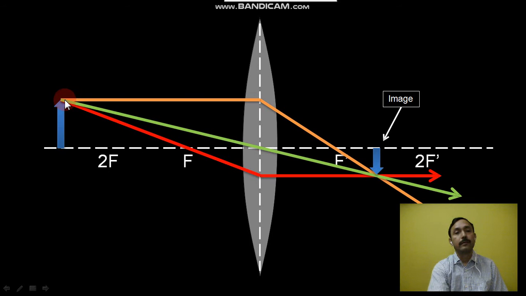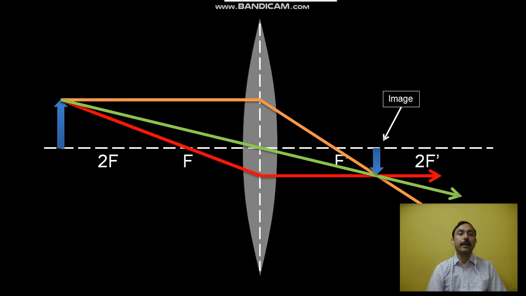The parallel ray will fall on the optic axis, it will be refracted and pass through the first focal point, or primary focal point. Then these three will intersect at a particular point and the image will form. This is the image. This image is inverted, its size is diminished, and it will form in between F and 2F.